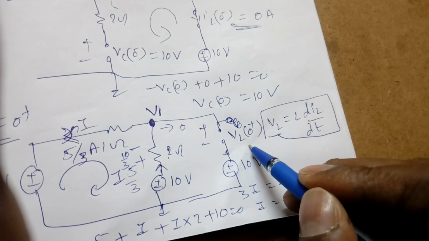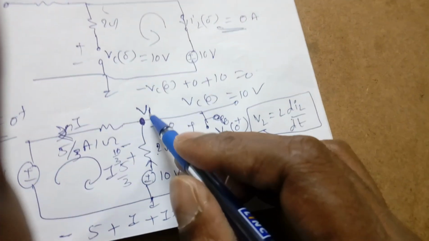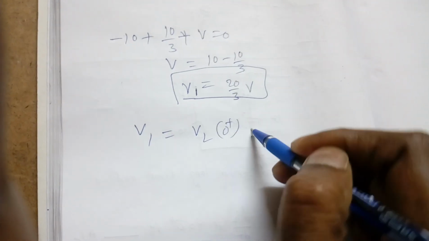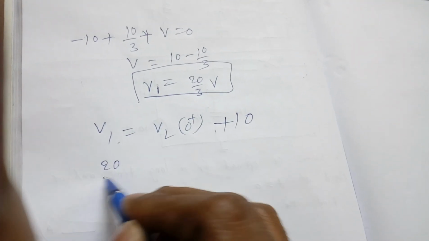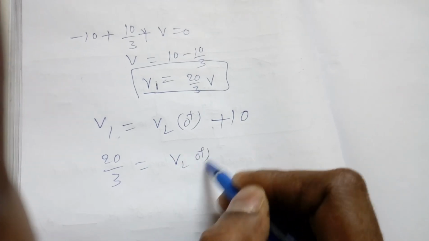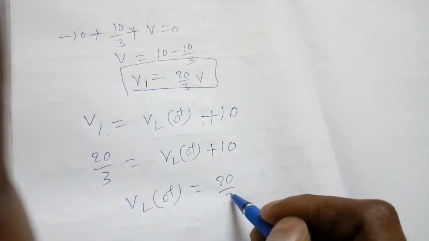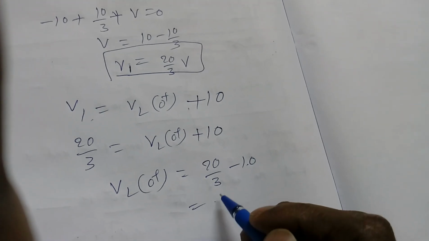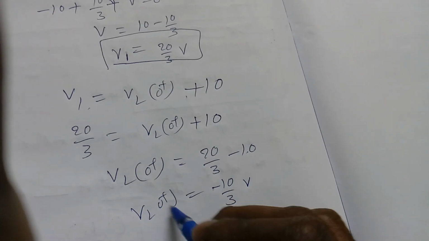Now it's very simple. I need VL of 0 plus, right? Now I know this branch voltage as V1. So I can write V1 is equal to VL of 0 plus 10 volts. It is given as 20 by 3. So 20 by 3 is equal to VL of 0 plus 10. What is VL of 0 plus? 20 by 3 minus 10. So minus 30 plus 20, so minus 10 by 3 volts is VL of 0 plus.